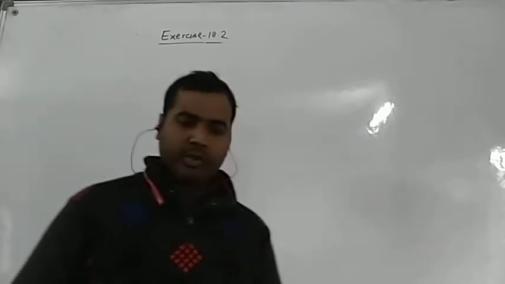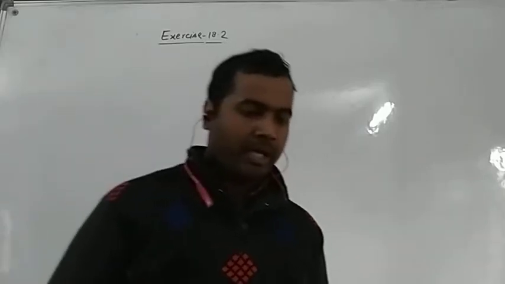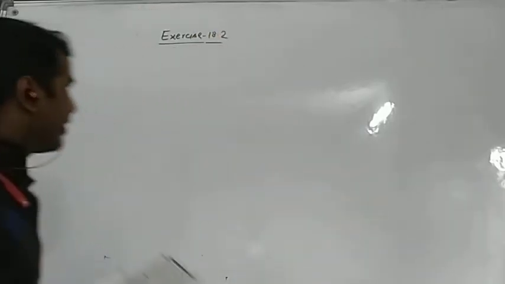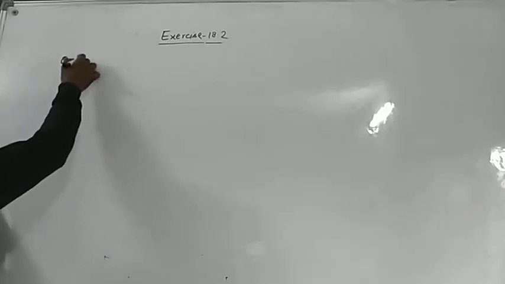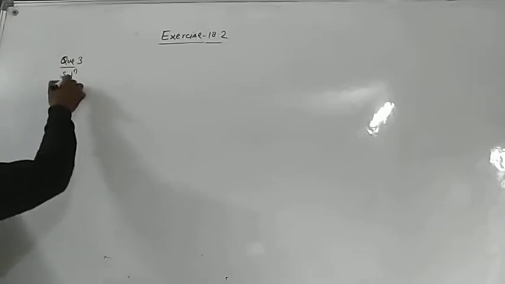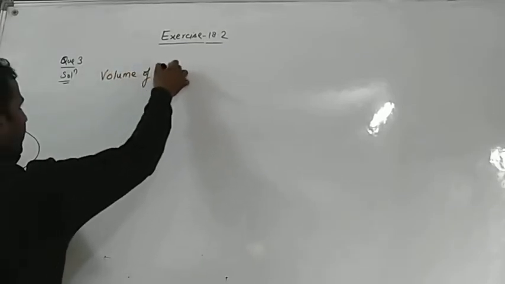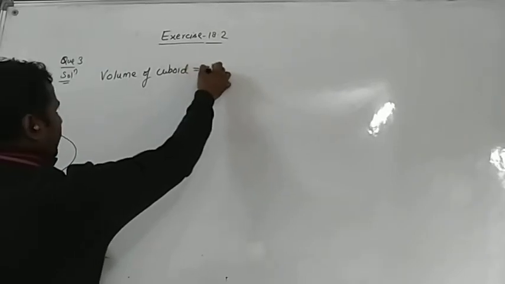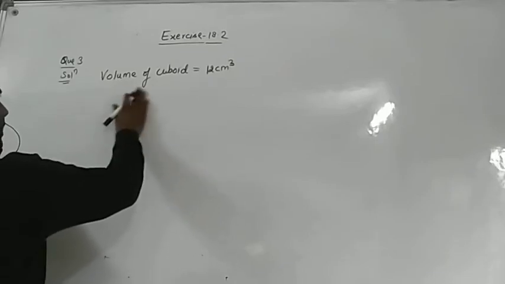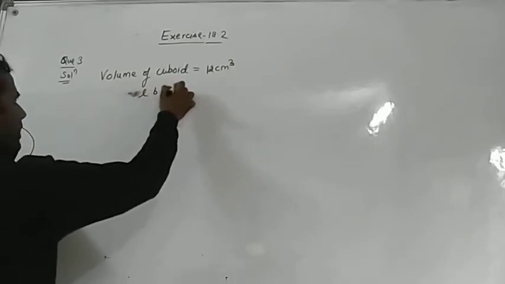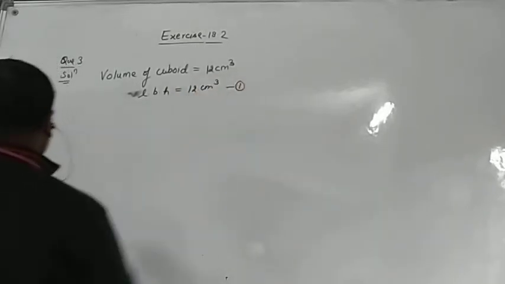Now question number 3. Volume of cuboid is 12 centimeter cube. Find the volume of the cuboid whose sides are double of the given cuboid. So given question number 3, solution. Given that volume of cuboid is equal to 12 centimeter cube. Now l into b into h is equal to 12 centimeter cube. This is equation number first.